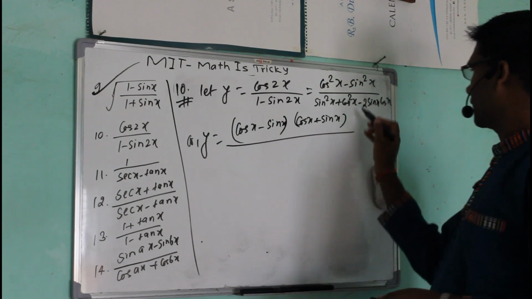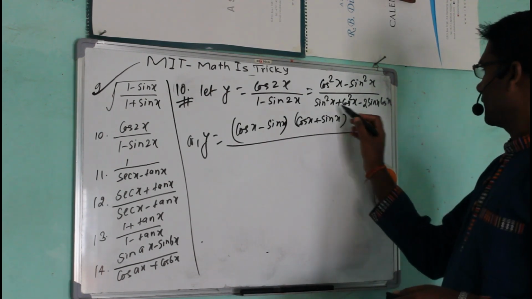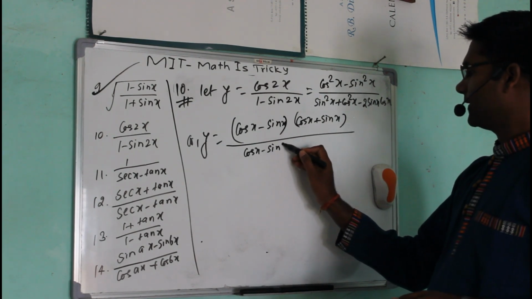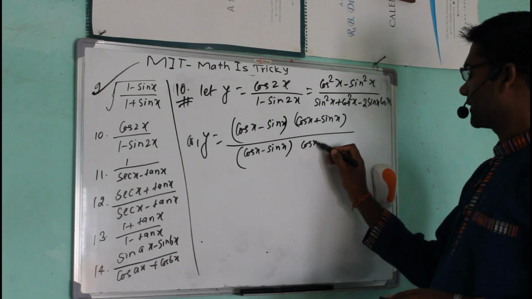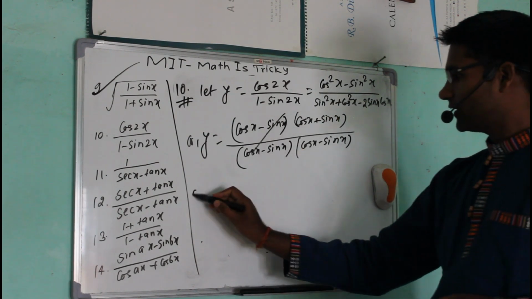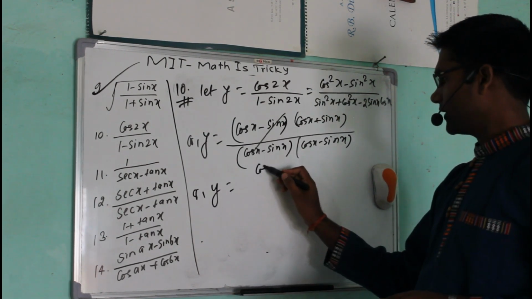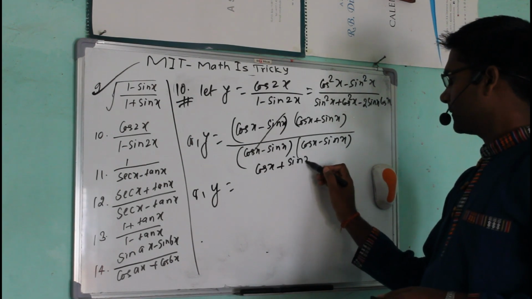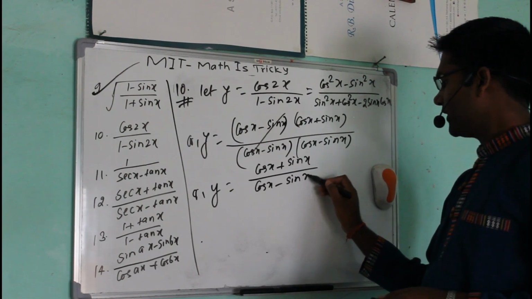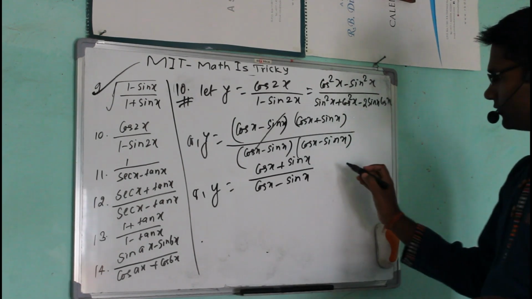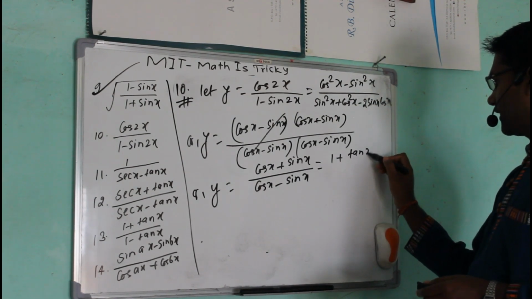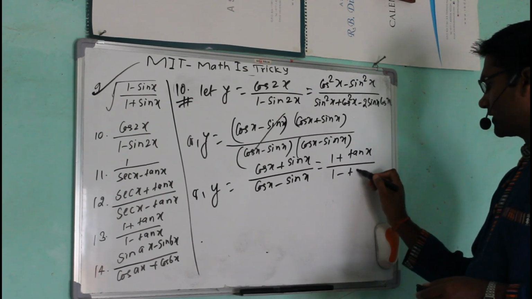In the denominator, it goes in the formula, whole square formula, a minus b whole square, so it is cos x minus sin x and then cos x minus sin x. So these two cancel, and we'll get y equals again cos x plus sin x by cos x minus sin x. If you divide both numerator and denominator by cos x, it will be 1 plus tan x by 1 minus tan x.